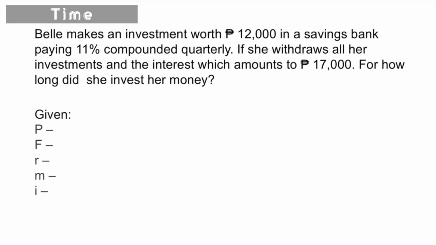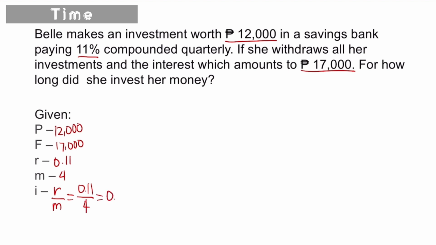Our given numbers are P equals 12,000, F equals 17,000, R equals 11%, which is 0.11. Our M is equal to 4, and our I is equal to R divided by M, which is 0.11 divided by 4, equals 0.0275.